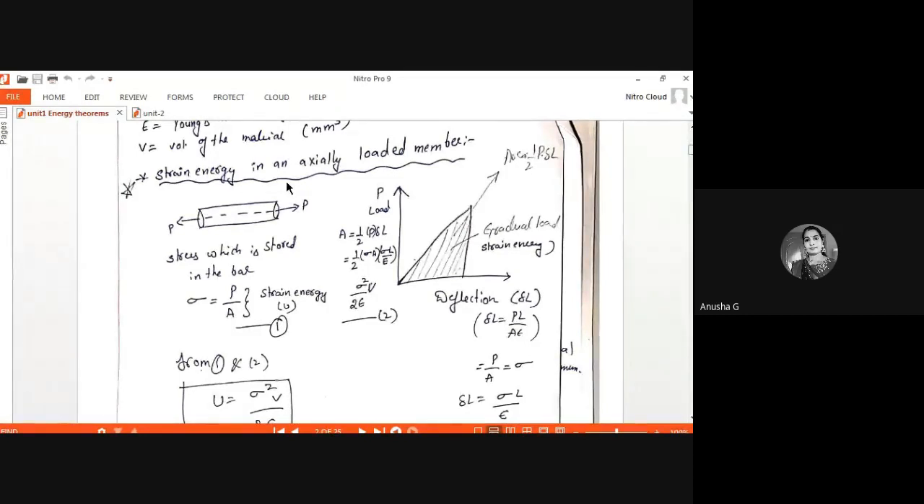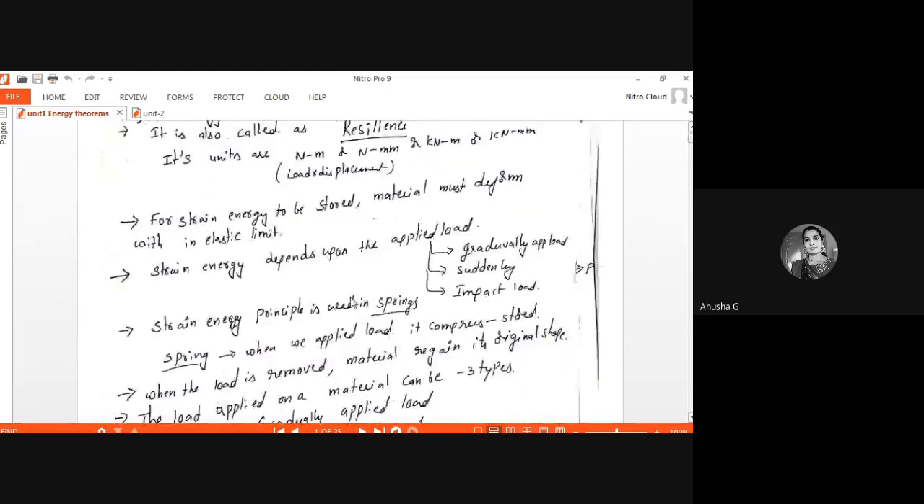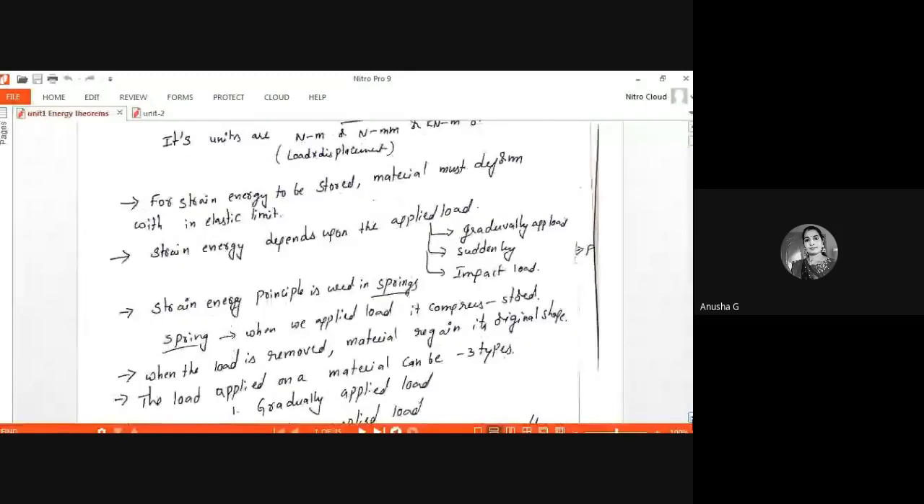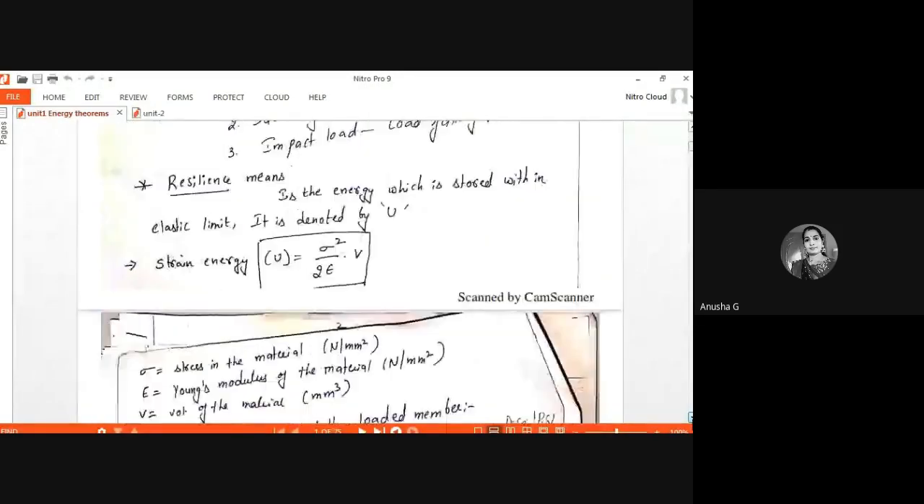Okay. First, all of you draw this figure. Consider the same notes. I will share the video with you also. First, all of you listen and note down. This is very important. Every year they are asking this question: derive an expression for the strain energy of axially loaded members for 5 marks. You have to derive the equation, that is U equals sigma square by 2E into V. This is the equation for strain energy of the axially loaded member.